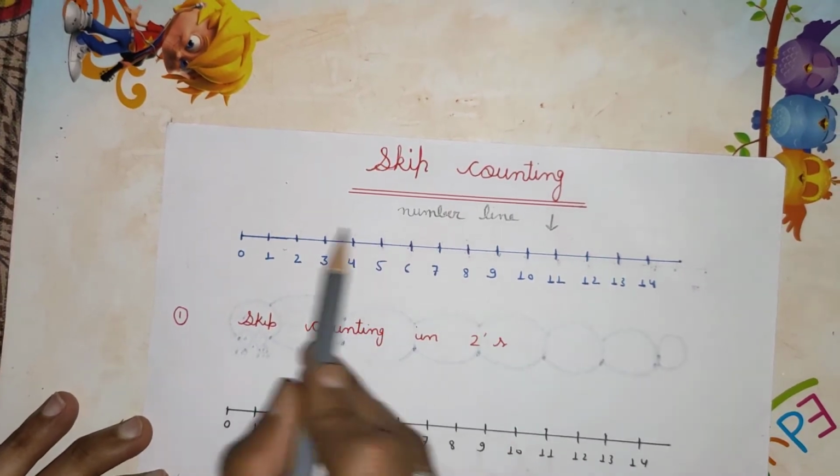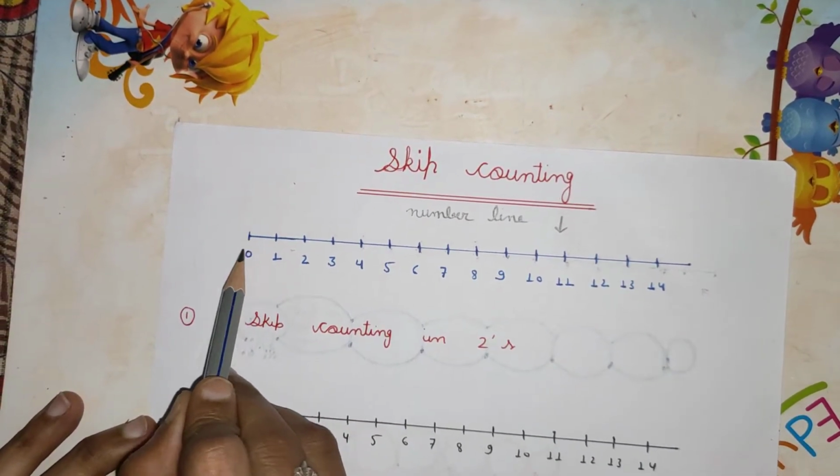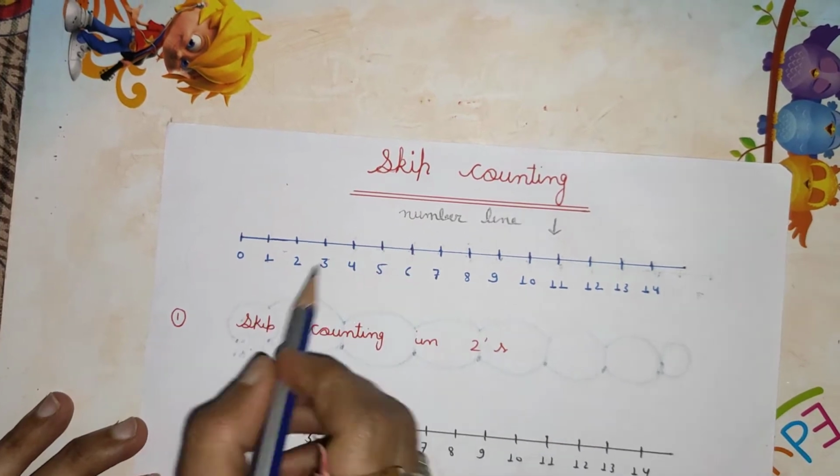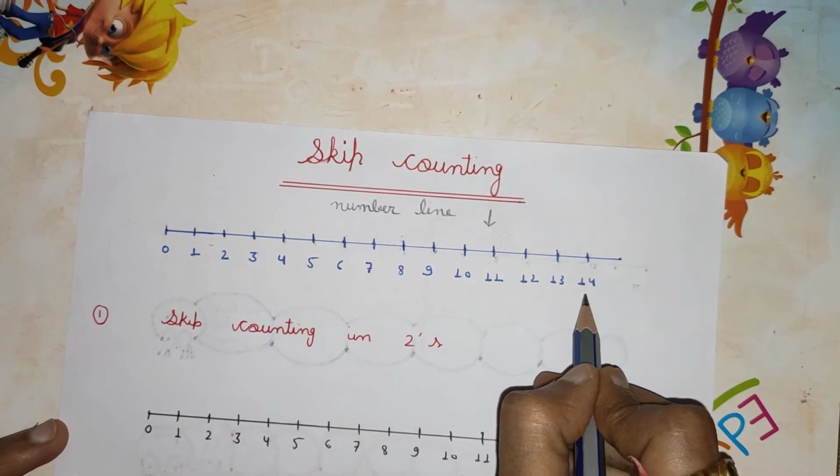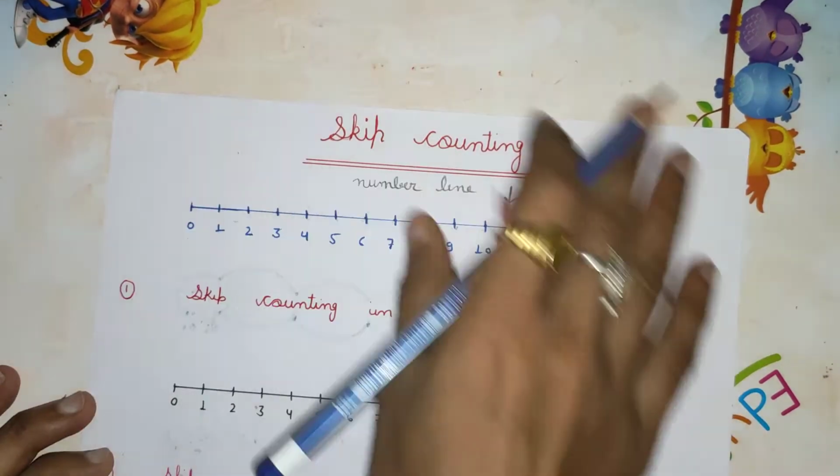This is the number line, with a unit gap between the terms like 0, 1, 2, 3. You all can see, this is starting from 0 and it is ending at 14. Okay, so this we have already done.